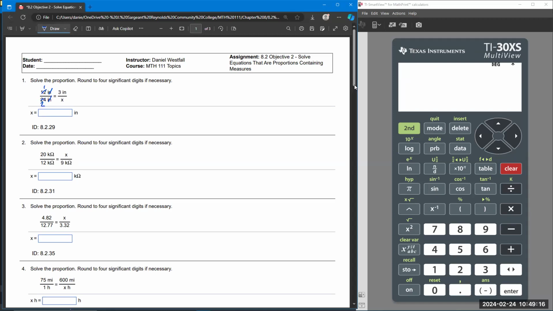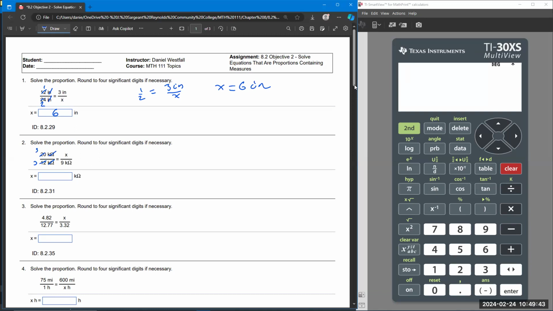12 goes into 24 two times. So I have 1/2 equals 3 inches divided by x. So x equals 2 times 3 is 6 inches, and we keep our units as we solve the problem here, and that tells us what units we're going to have our answers in. These kiloohms cancel. 4 goes into 25 times and into 12 3 times.